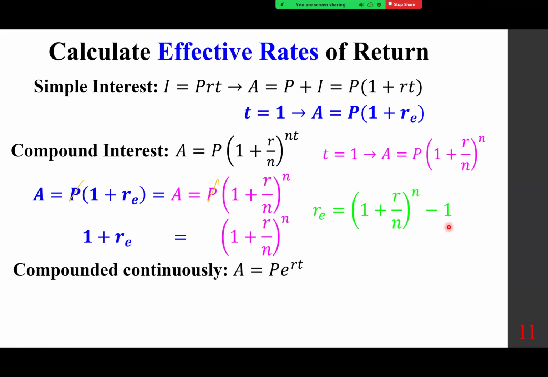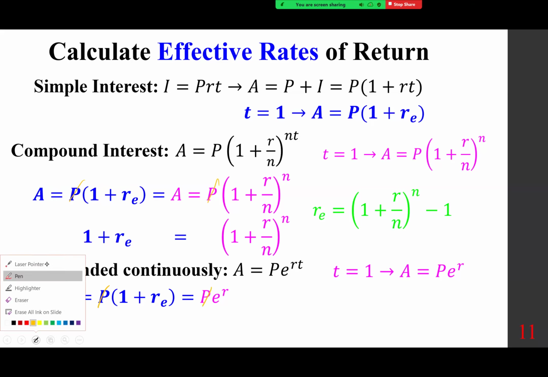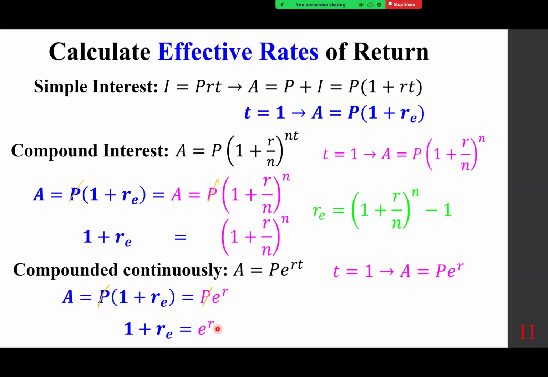What about compounded continuously? Well, we know the formula is A equals P e to the power of RT. So we're going to say T is equal to 1. And we're going to set that equal to this. And again, we're going to get rid of the P. So 1 plus RE is equal to e to the power of R. So RE is the right side minus 1. And in the case of compounded continuously, RE is e to the power of R minus 1.